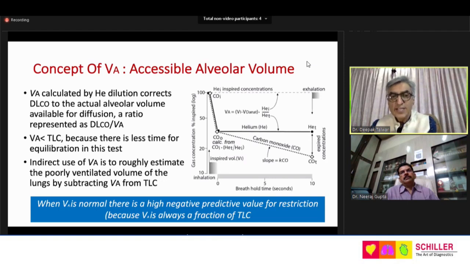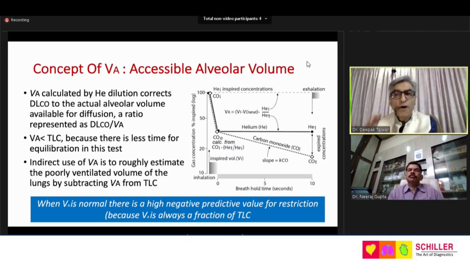It is always less than TLC, and in COPD it will be much less, because you are not giving time to equilibrate it well. But it is a rough estimate to tell you that if there is a lot of difference between VA and TLC, there is a lot of inhomogeneity or poorly ventilated areas of the lung which are not in communication with the airways. If the VA is normal, it is supposed to be about 95%, above 90%. If you are able to achieve that, it is an indirect measure telling you that most probably the total lung capacity is normal and it is not a restrictive defect. So it can rule out a restrictive defect if VA is above 90%, or even if it reaches 90 to 95%, it means that a restrictive defect is not there.